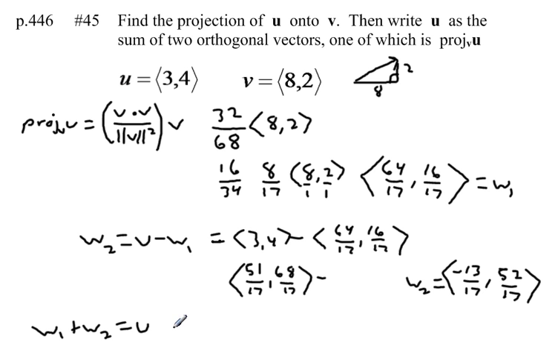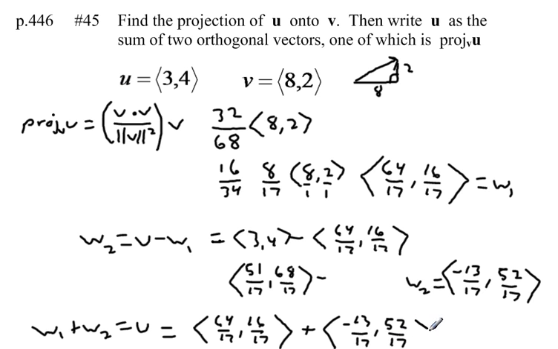So in the end, to write this as a sum of those orthogonal vectors, I need to say u is equal to 64/17, comma 16/17, there's w1, plus w2, which is negative 13/17, comma 52/17. And there's my answer, the projection of u onto v plus vector w2.